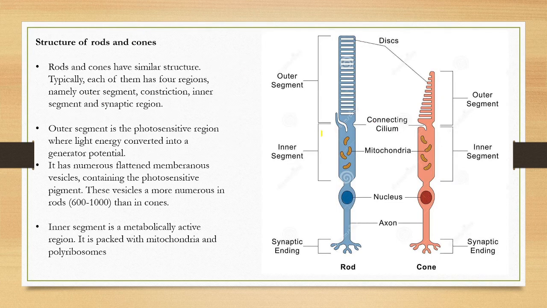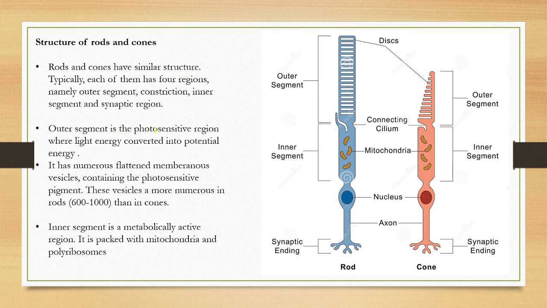Now the structure of rods and cones. So this is the rod cells and this is the cone cells. They have the same structure, having four regions, namely outer segments. There is a constriction here, this one, and there is inner segment. This is the inner segments, and this is the synaptic region. So four layers: 1, 2, 3, and 4. Same here. Rods and cones, same structure in here.